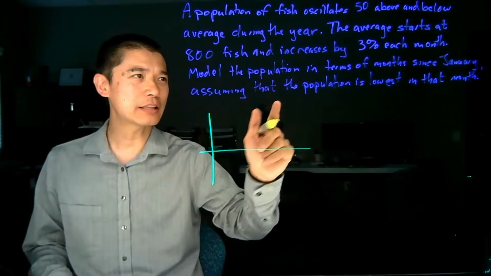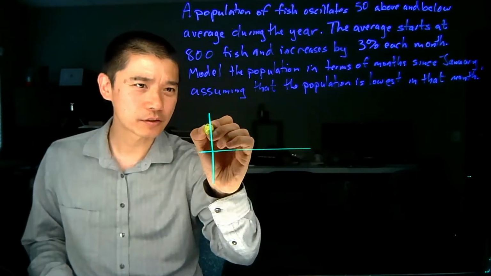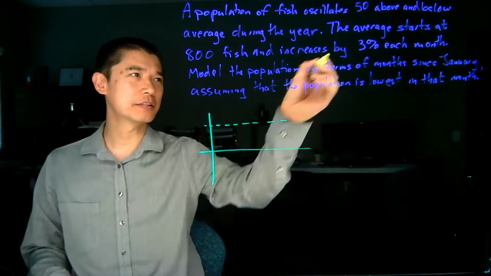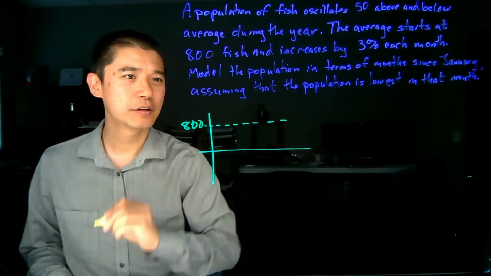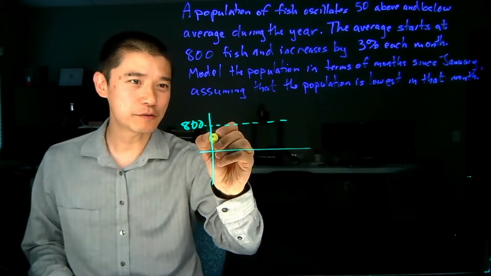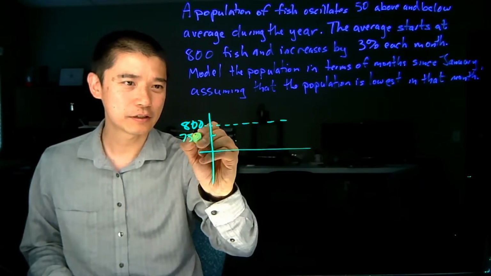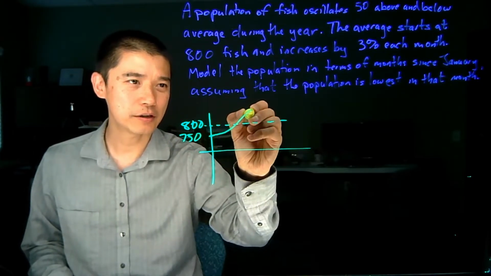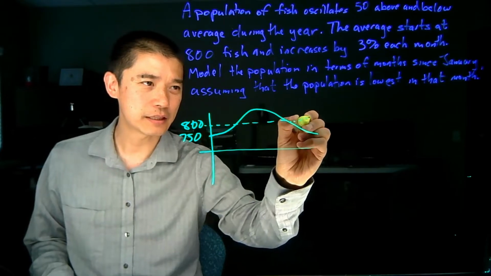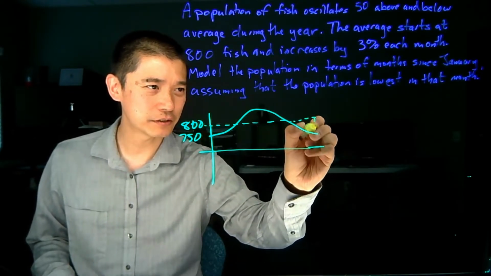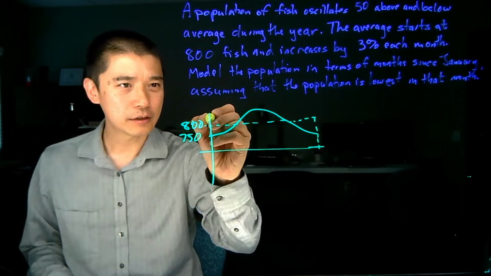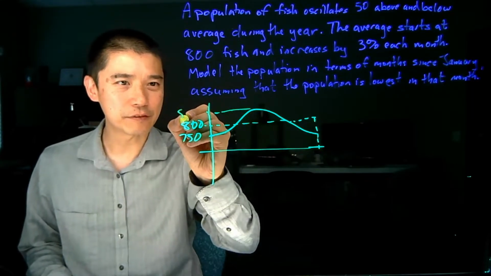So we're starting at the low. So we have some midline here. In this case, we're starting at 800. It starts at its low, which is 50 below, which is 750. And it's going to go above and below, and this cycle repeats after 1 year. The peak is going to be 50 above, which is 850.